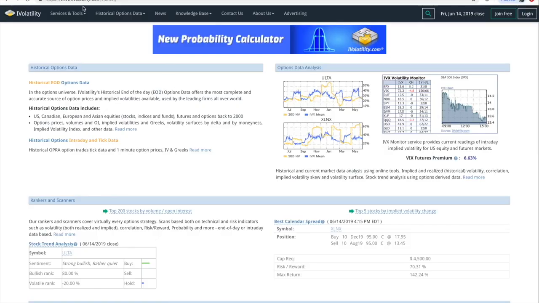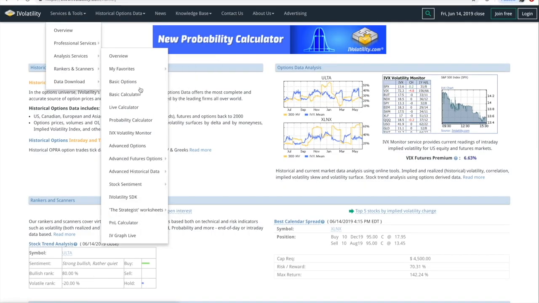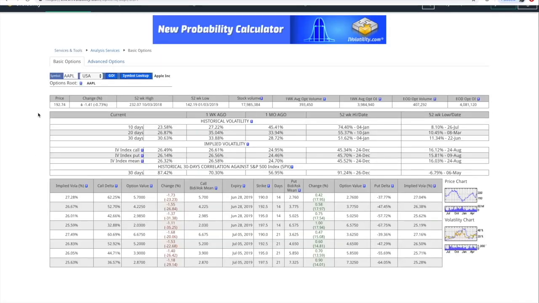All right, so we've navigated to ivolatility.com. This is the landing page that you come across when you look it up. What you want to really look for is under services and tools, you can go to analysis services, and go to basic options. So when you're looking at this website, what do all these numbers mean? The really important thing that you want to focus on as an option buyer, if you're on the buying side, also if you're selling, this can also be very helpful, but let's focus on the buying side.